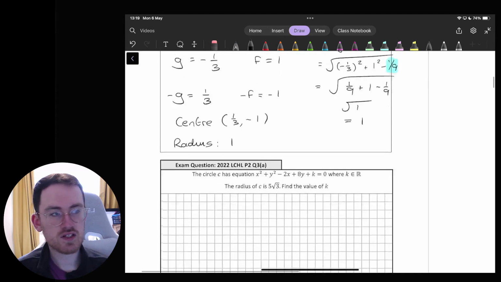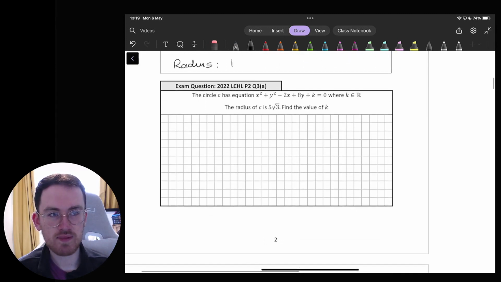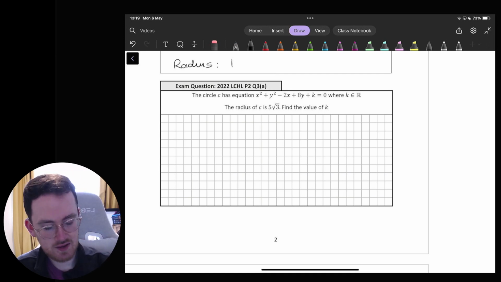Okay, so looking into some of the exam questions then, just basic setting up equations of circles. The circle C has equation x squared plus y squared minus 2x plus ay plus k equals 0, where k is an element of the reals, the radius is 5 root 3, find the value of k. Looking at that question, k corresponds with the letter c, so that's going to be used when I'm finding the radius. So I need to find g and f first.